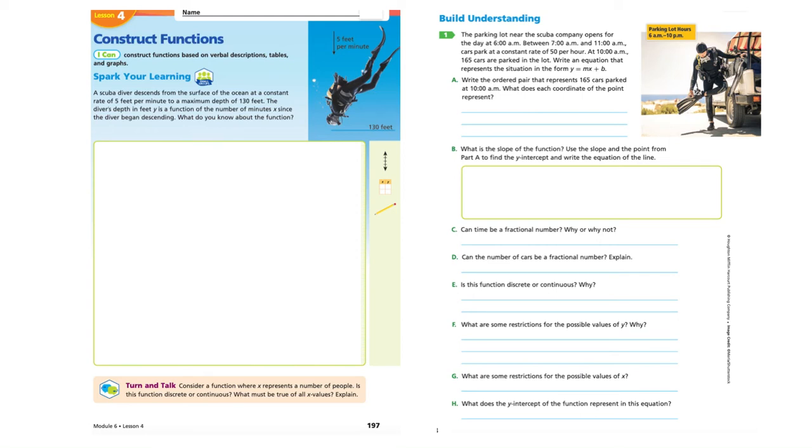This is lesson 4 of module 6, construct functions. The I can statement says I can construct functions based on verbal description, tables, and graphs. So let's look at the spark you're learning.